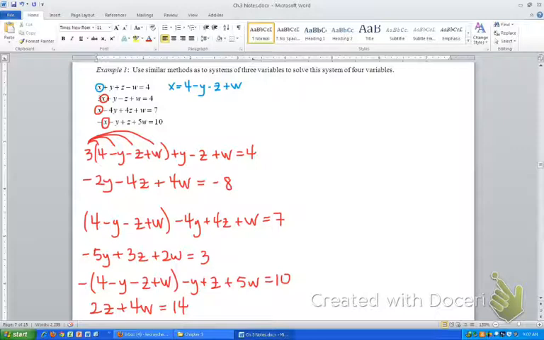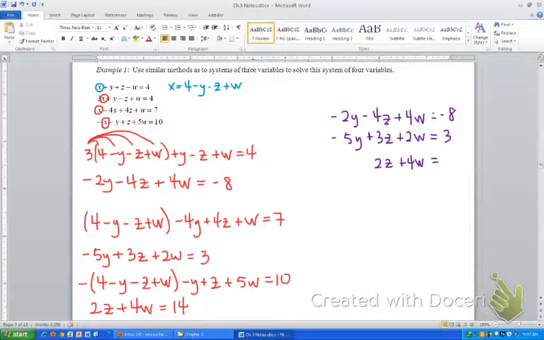All right, so this is kind of where I'm going to leave you. Your next step would be to take a look at the 3 equations that we just came up with, and I'll write them out so we can see them. The 3 equations that you should have at this point are negative 2y minus 4z plus 4w equals negative 8. And then we had negative 5y plus 3z plus 2w equals 3, and 2z plus 4w equals 14.